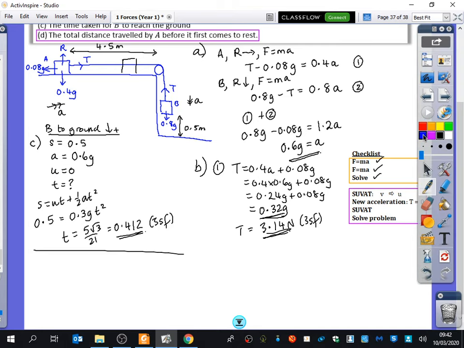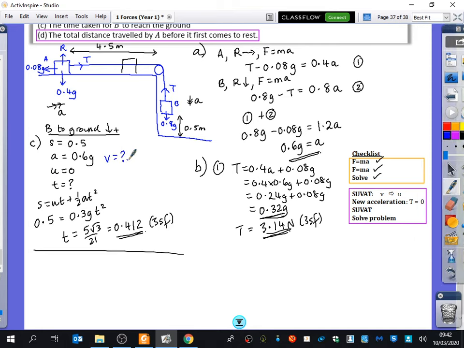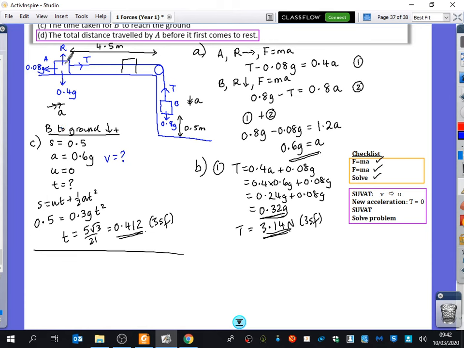I'll do that in a different color to make it clear. So I want to now actually find out what is v. It's either B going to the ground or it's A moving right for 0.5 metres before the tension becomes 0. So I'm going to use these 4 that I've got up here, and connecting them together is v squared equals u squared plus 2as. So v squared equals, well, that's 0. So we have 2 times 0.6g times 0.5. So v squared is 0.6g, and v is the square root of 0.6g. This is us now moving on to part D of the question.